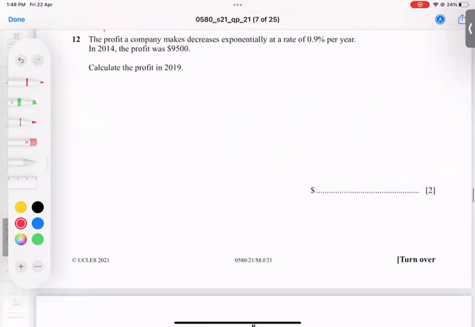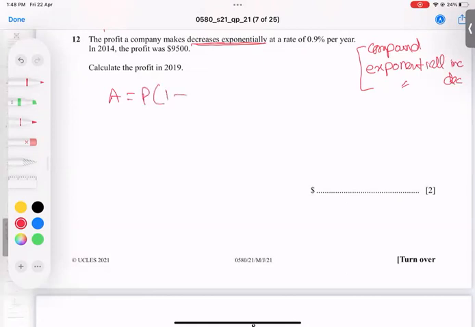Whenever we have an exponential increase or decrease, three words you can use: compound, interest, or he may say compound formula, or exponentially increase or exponentially decrease. For all three we have to go for compound. The formula is A equals P times (1 minus r by 100) to power t, because it is a decrease, so minus sign. If increase, then plus. I repeat, in case of increase, I put plus here. In case of decrease, I put minus here.